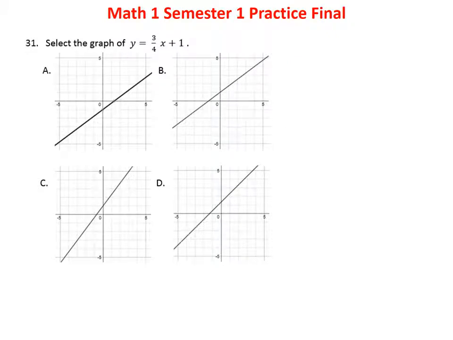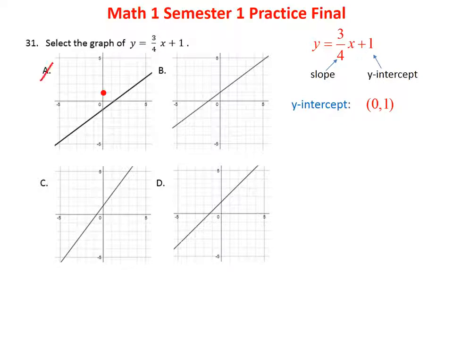Number 31, we're going to find the graph for this equation, y equals 3/4 x plus 1. Notice it's already in the y-intercept form. So we know our slope is going to be 3/4, and our y-intercept is going to be 1. First, let's find out which ones have a y-intercept of (0, 1). A doesn't have (0, 1). A is out. B works. C works. And D does not look like it works. It's close, but it looks like it's a little above.